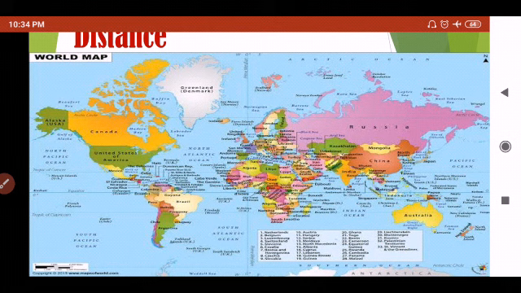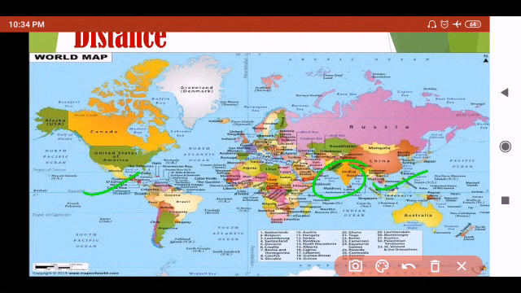That means here, on this small piece of paper, on this small screen, you can see India, China, and America. But their distance is not so near. So the distance of each and every continent represents how far they are from each other.